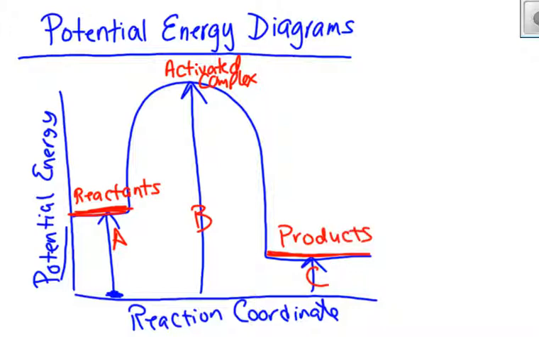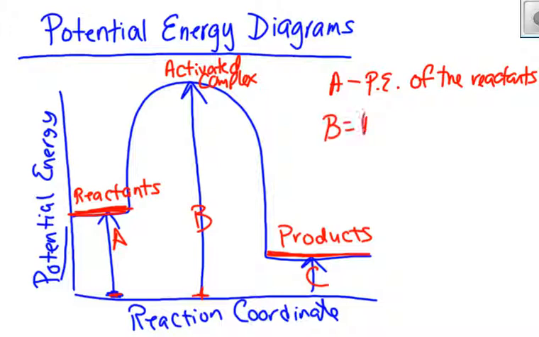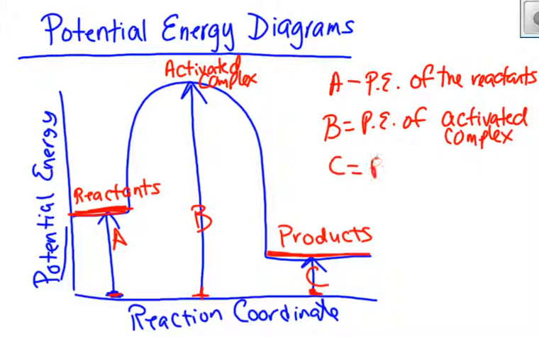So letter A would represent, since it's starting on the bottom of our diagram, the potential energy, which I'm just going to abbreviate PE, potential energy of the reactants. B starts also on the bottom of our chart. That's going to measure the potential energy of the activated complex. C also starts on the bottom, so it measures the potential energy of, what is it going to? The products.